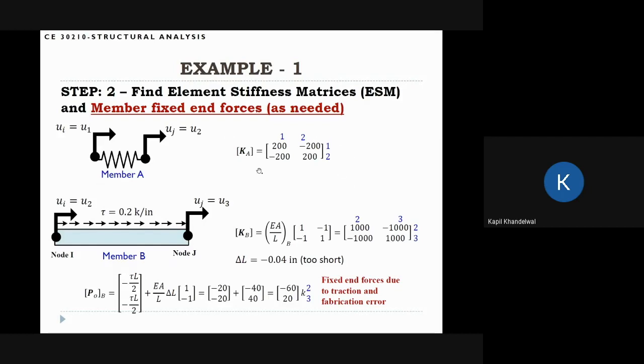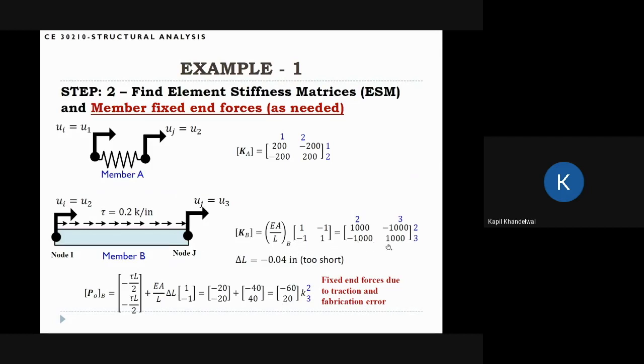So this is the stiffness matrix for the element number A or member A. And in this process, when we are writing the stiffness matrix, we also put the degrees of freedom. This is the UI degree of freedom. This is the UJ degree of freedom. UI in this case was U1 and UJ was U2. So I label the degrees of freedom as 1, 2, 1, 2. For member number A, there are no fixed end forces. So the P0 vector is not there. There is nothing else to calculate for this member.